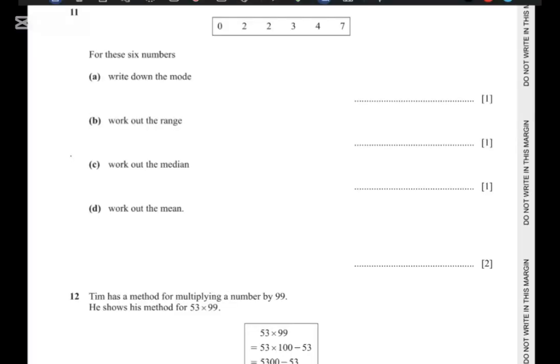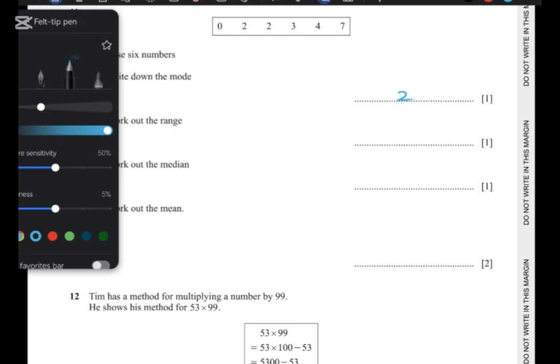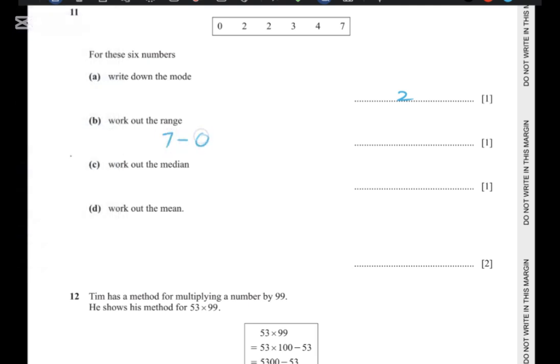Question number 11. For these 6 numbers, write down the mode. So there are 6 numbers given, 0, 2, 2, 3, 4, 7. From this we need to find out the mode. Mode is the number which is repeated maximum number of times. So we see number 2 here. So 2 is mode. Work out the range. Range is the biggest minus smallest. So 7 minus 0, which is 7. This is range.